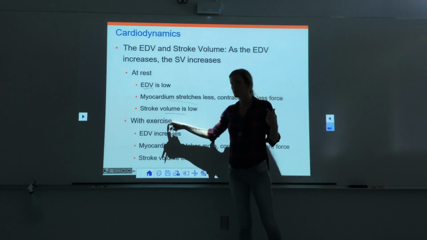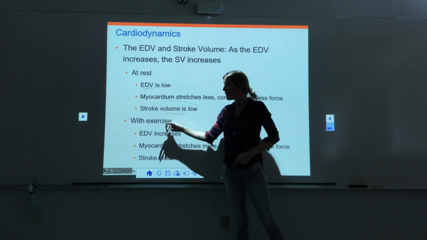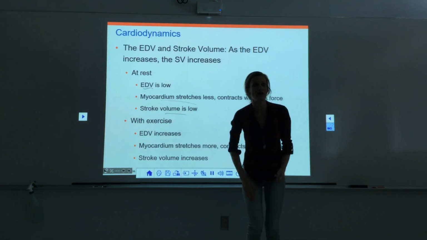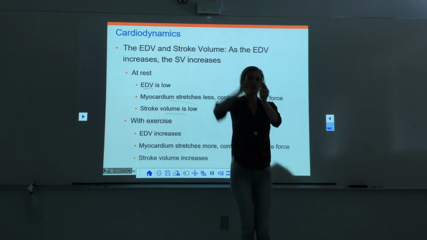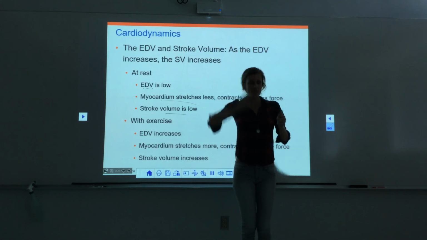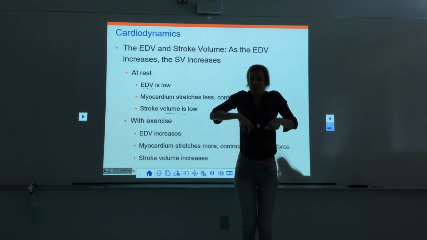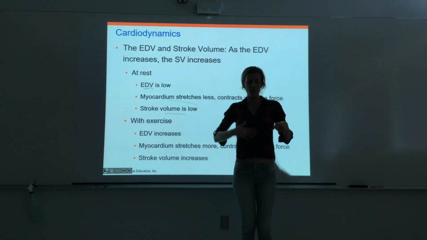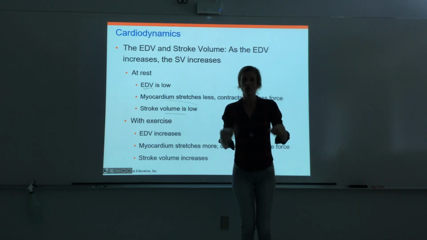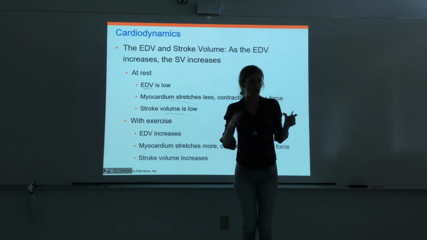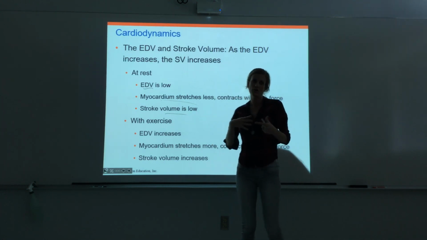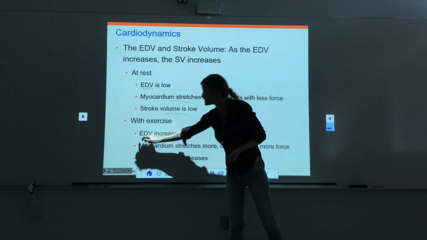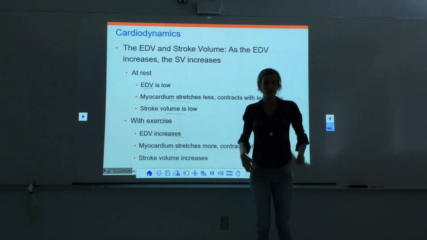We'll cover this more when we do vessels in the next chapter. But again, with exercise, what happens is your muscles literally squeeze your veins and they push that blood up. And the more you breathe, you suck that blood up. It's like suction in your abdominal pelvic cavity, in your thoracic cavity. So the more you exercise, the more active you are, you pull all that blood back up into the heart. So with exercise, your end diastolic volume increases.